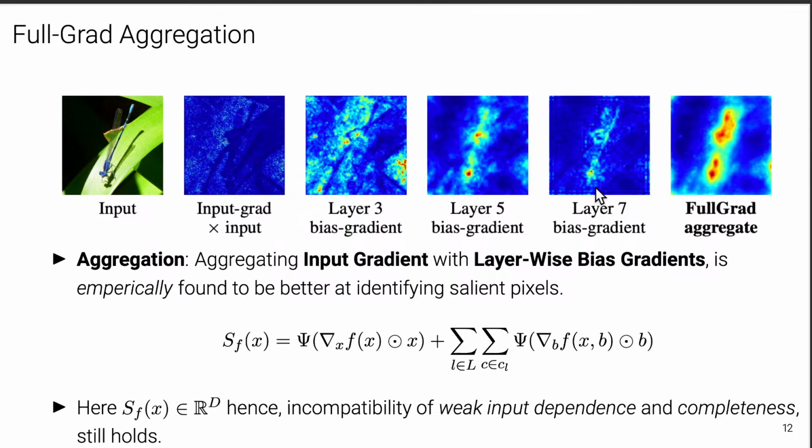So we compute bias gradients for all our convolutional layers, and then we finally aggregate them by summing over them. We do the post-processing and summing, and we get a saliency map in R^D. The important point that the author makes is that this saliency map is again not going to satisfy both input dependence and completeness.